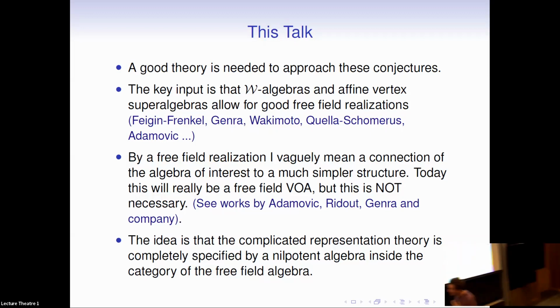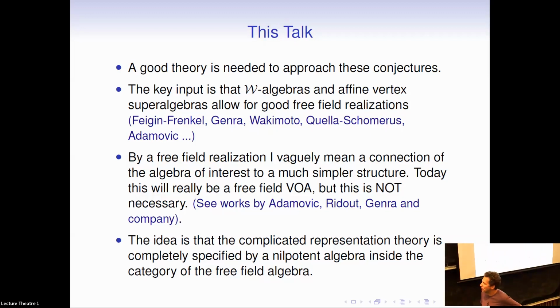It turns out that this is a really, really good tool for us. So what is a free field realization? A free field realization is an embedding of your vertex algebra of interest in a much, much simpler vertex algebra. So for example, principal W-algebras embed conformally, so they have the same Virasoro element, in a Heisenberg algebra corresponding to the Cartan subalgebra. Representation theory of the Heisenberg VOA is as easy as it can be.